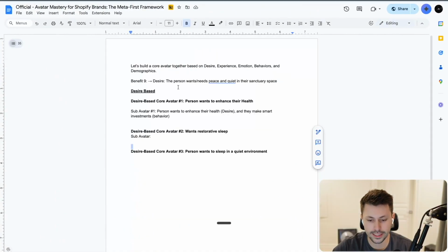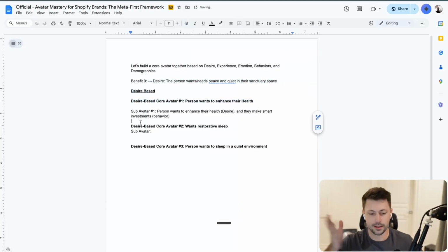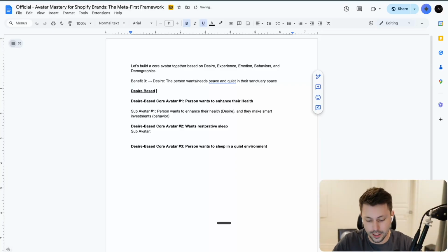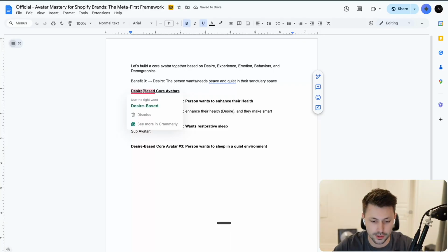So we're looking at these 3 desire-based avatars. And again, I promise guys, I mentioned this was going to be a quicker one, but it looks like it might be a bit longer. But these are our desire-based core avatars. Okay. We already have a sub avatar. We snuck one in here in typical Spencer fashion, but I have a whole new section coming on sub avatars to help you guys layer it down.